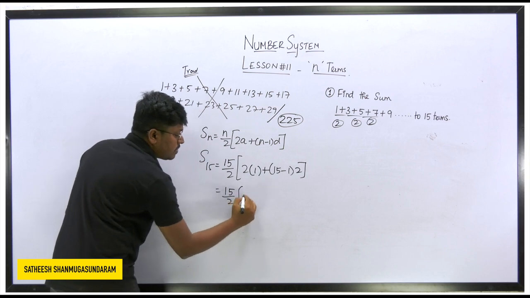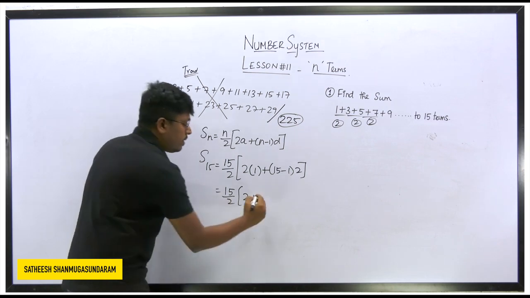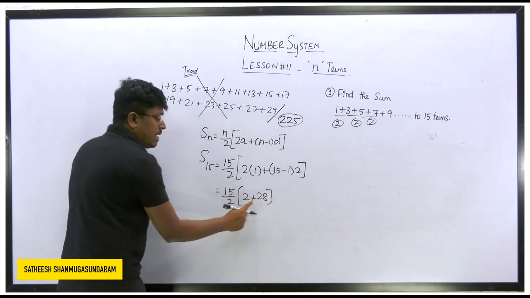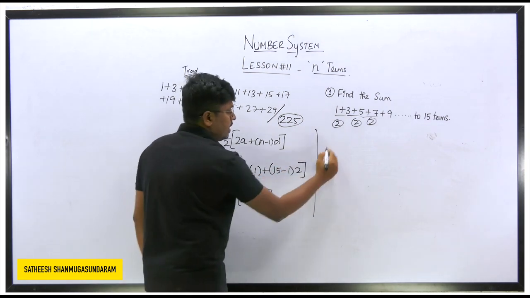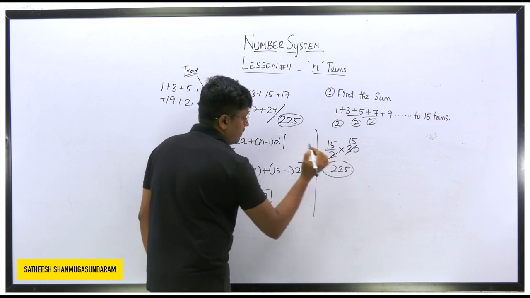So 15 by 2, and d will be 2 here. 15 minus 1 will be 14. So 14 into 2 will be 28. Got it? So 28 plus 2 will be 30. So 15 by 2 into 30. So cancel it, 15. So 15 into 15 will be 225.